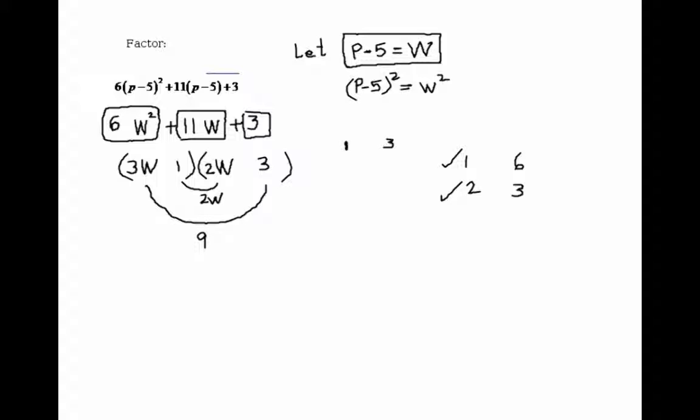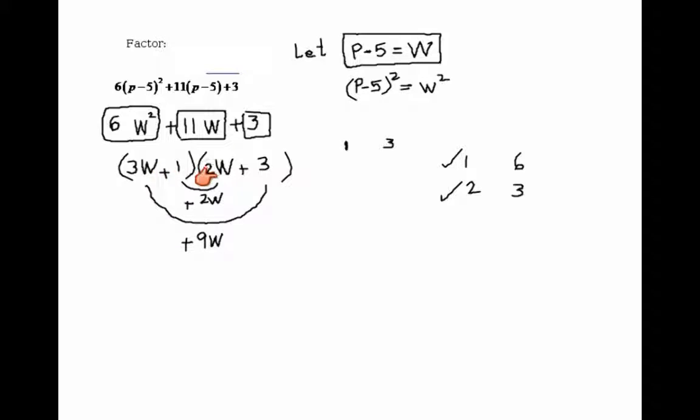This would be 2w. That would be what? 9w. Can I get 11 out of that? Sure enough, I can get 11 now if both are positive. This is how you factor by trial and error, and we're done. You may want to check and see if the last term is still the product of this constant.